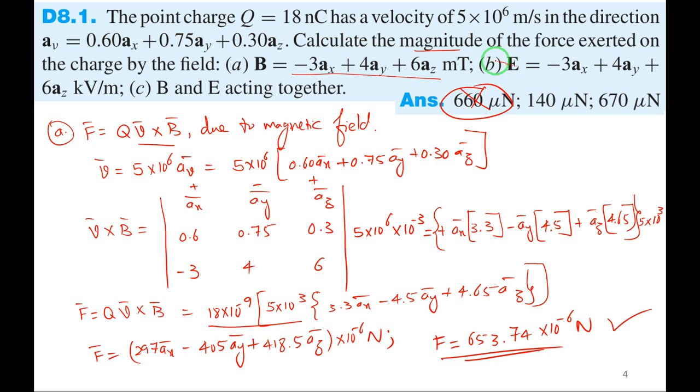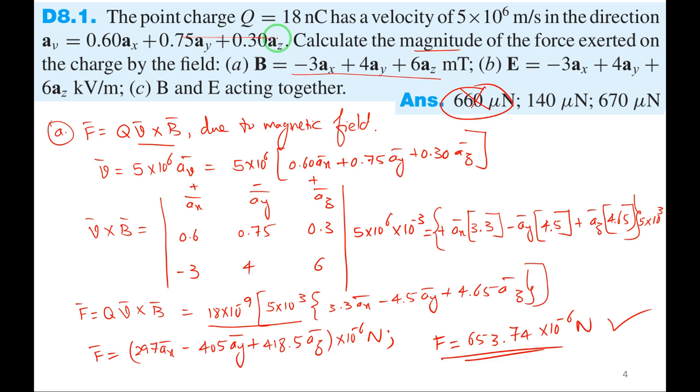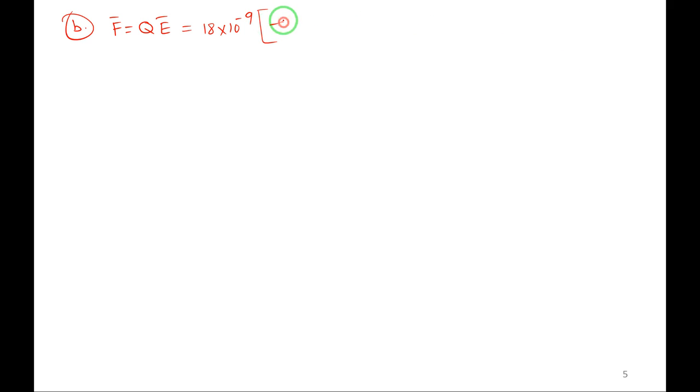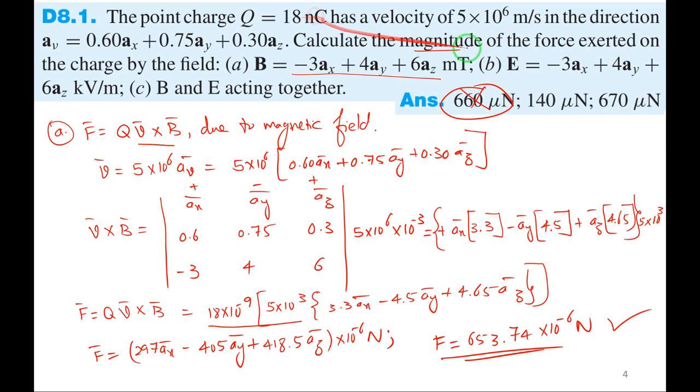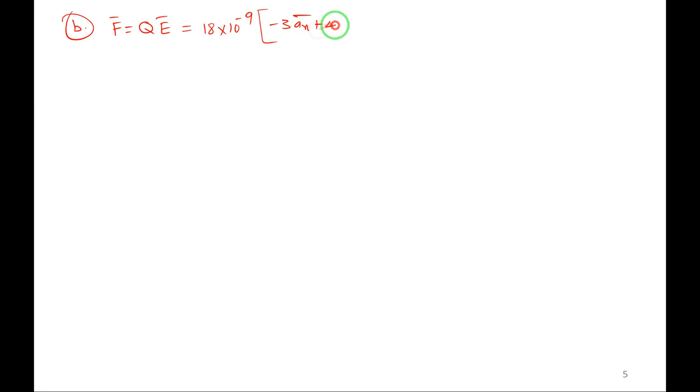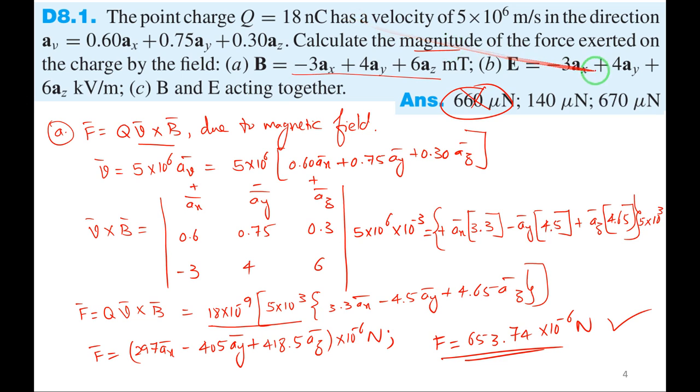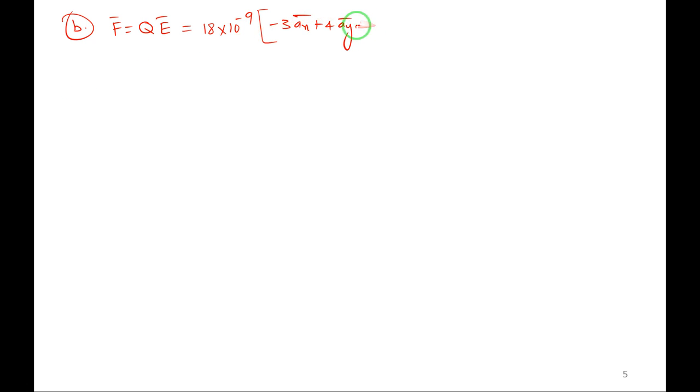B. Electric field is given. So the force experienced by the charge due to the electric field alone is nothing but Q times E. Simple, right? What is Q? It is 18 nanocoulomb, 18 into 10 power minus 9, into, open bracket. What is the E vector? Minus 3AX plus 4AY plus 6AZ.